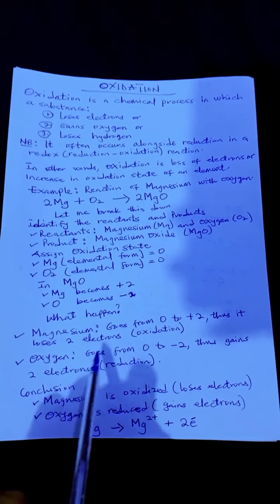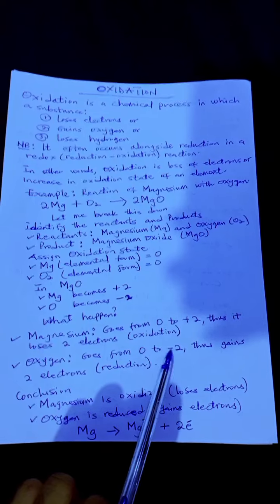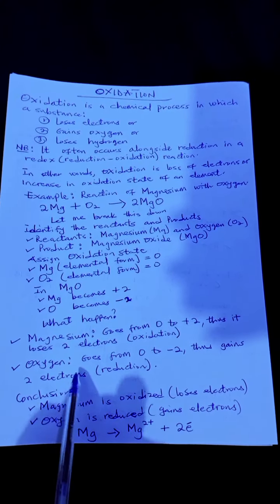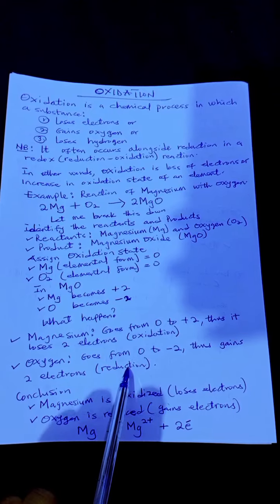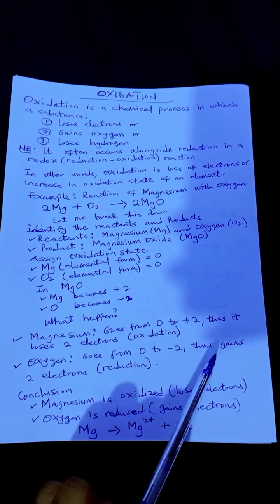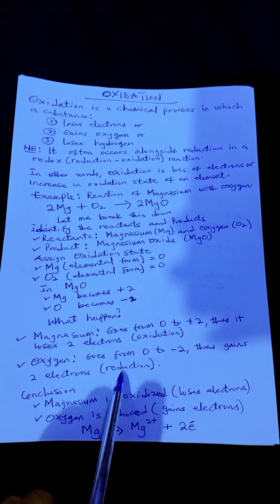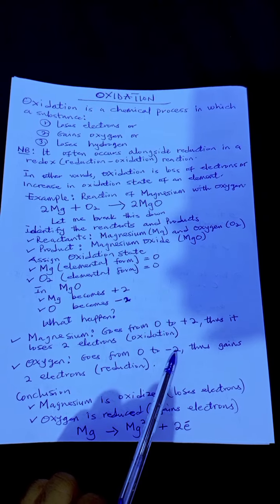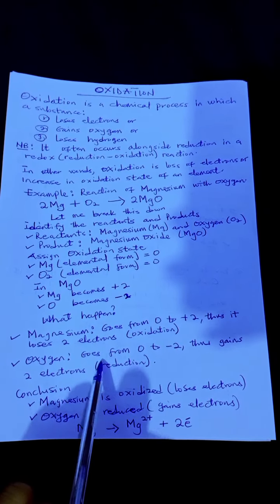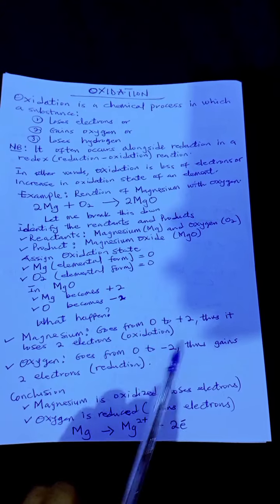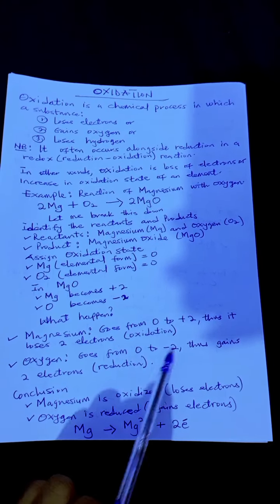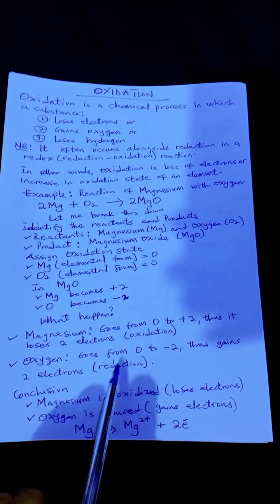Now oxygen goes from 0 to -2. Thus, it gains 2 electrons. Reduction. So when you gain electrons, you are reducing. So oxygen needs to gain 2 electrons from magnesium to become stable. That is why magnesium is losing. And because oxygen is gaining electrons, it is reducing.